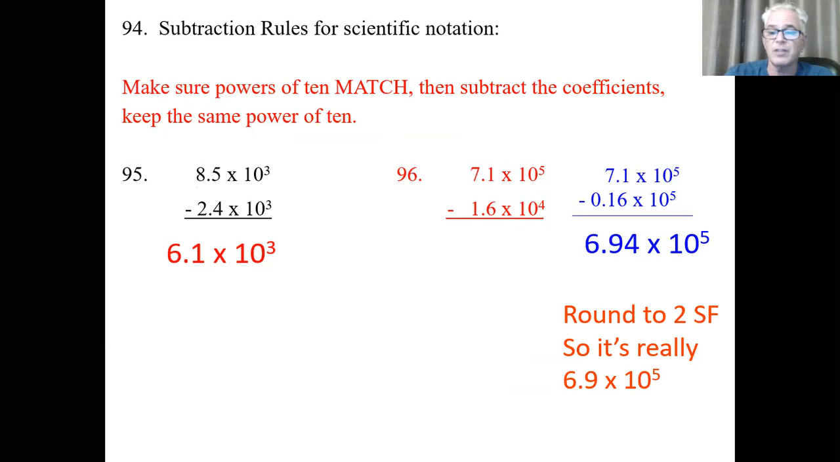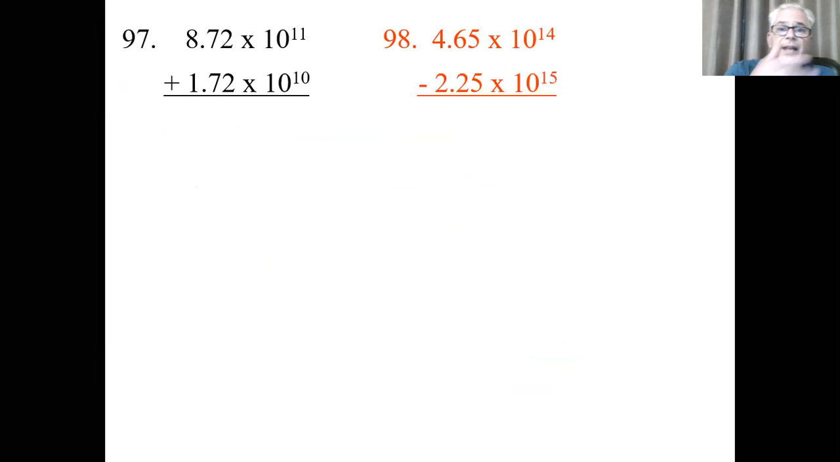We didn't have to adjust these. Here's two math problems. I'll drink some more seltzer. Get to work. You're going to have to make these both 10 to the 11th, or the other one both 10 to the 14th. So whichever one you choose, it doesn't matter if they're bigger or smaller. In the end, you either make an adjustment or you don't, but you're going to get the same answer. You're adding or you're subtracting. These are the hard ones. Take a break. I'll wait for you.